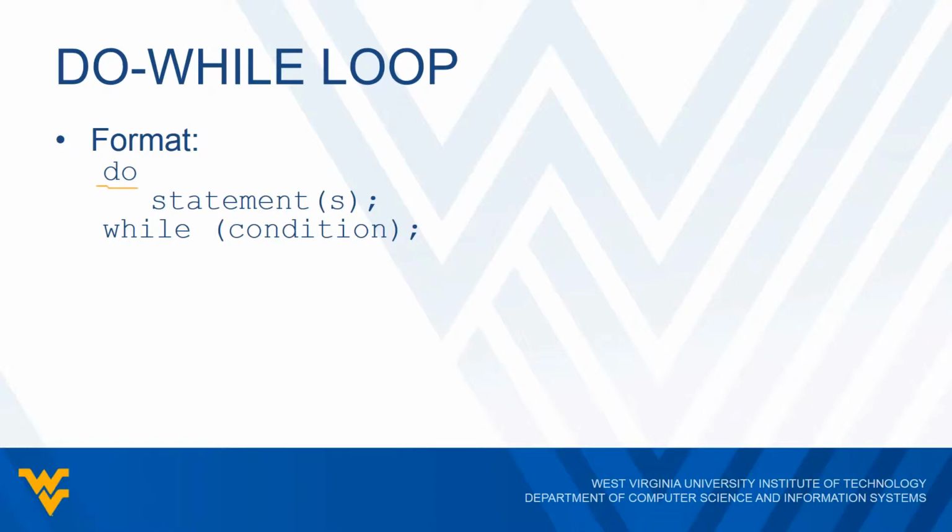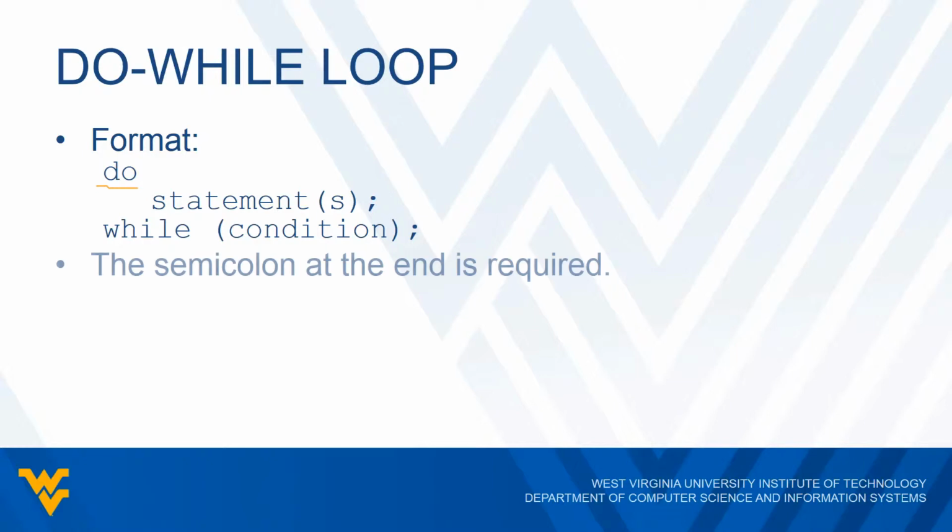So we have do, and then we have our statements, and all the statements here are indented. This is intentional, not required, but it is intentional. And then we have our while and our condition. Also notice that we have a semicolon at the end of our do-while loop, and this is required. Unlike our while loops from before, where you did not have the semicolon at the end of the parentheses, here you are required to have the semicolon at the end of the parentheses. Otherwise, you will get a compile error.